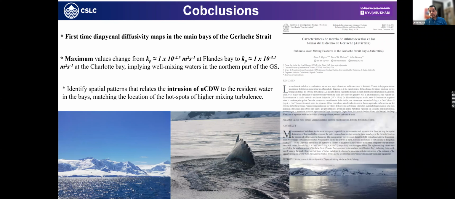As I already mentioned, this is part of the manuscript. We already published it just a couple of months ago.